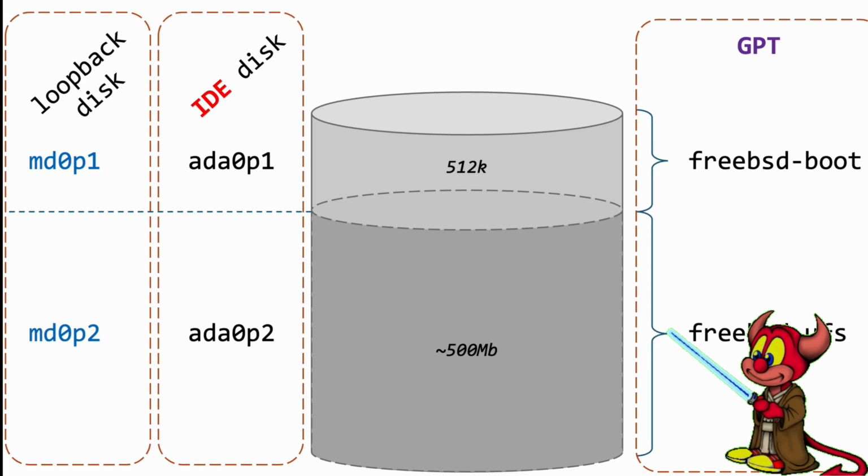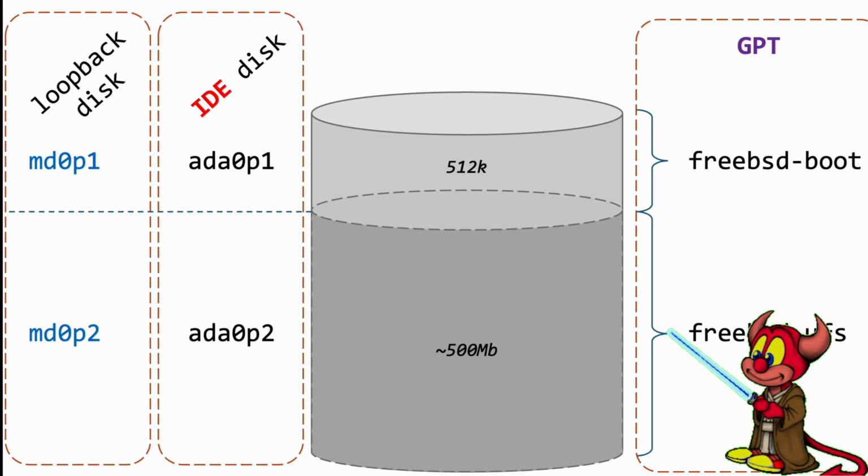To boot up the system, I'm going to use QEMU with the disk as IDE, meaning that inside QEMU, when the machine is booting, the name of the disk is going to become ada0 partition 1 for the first partition and ada0 partition 2 for the second partition. This is going to be important for later on.